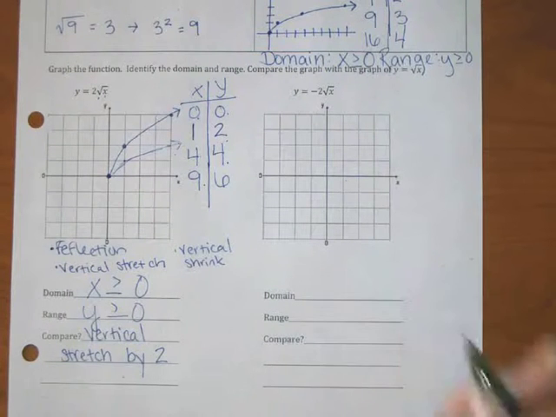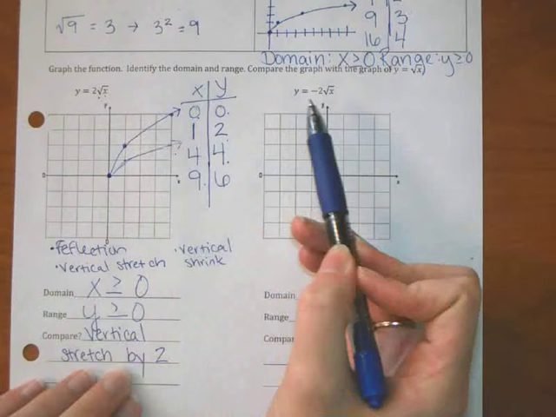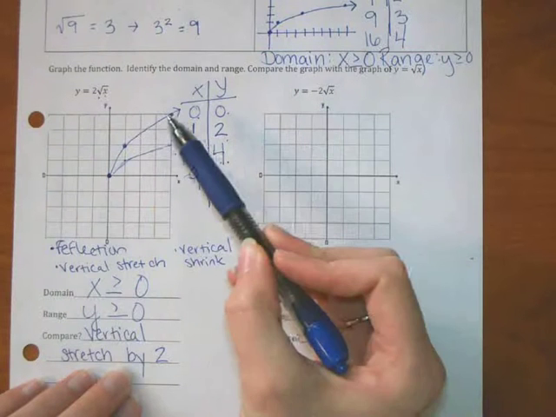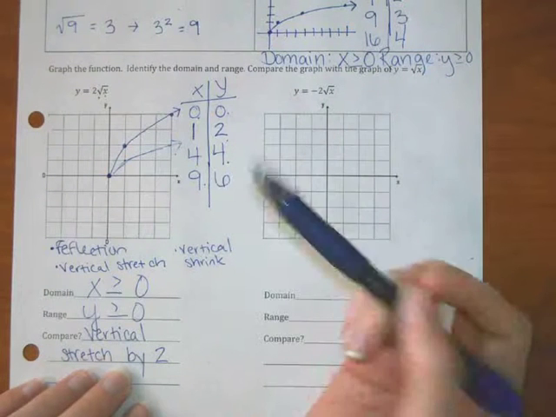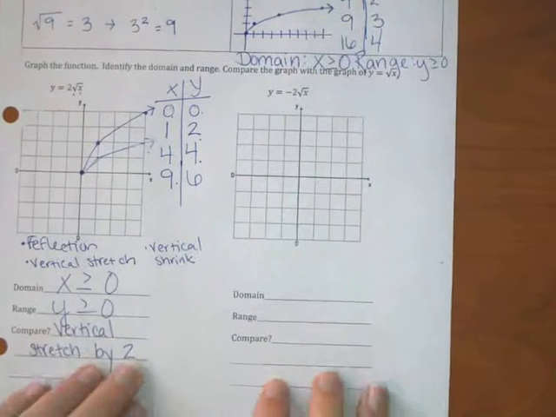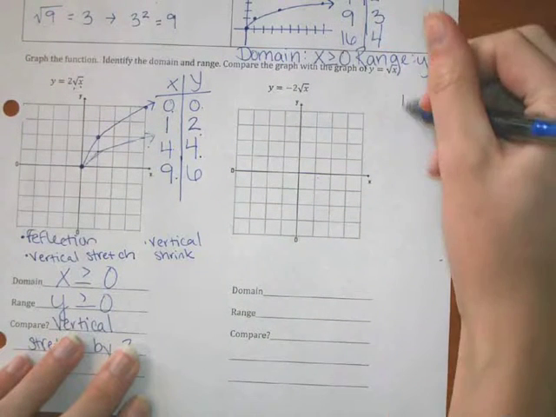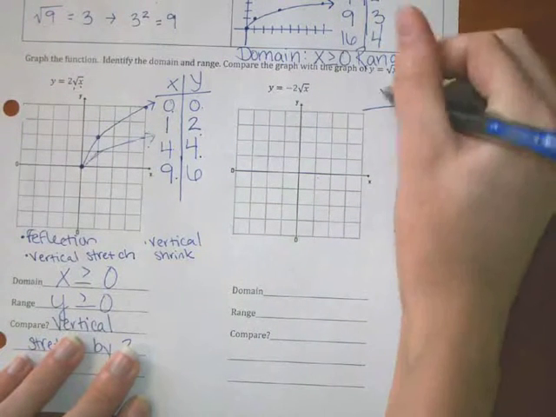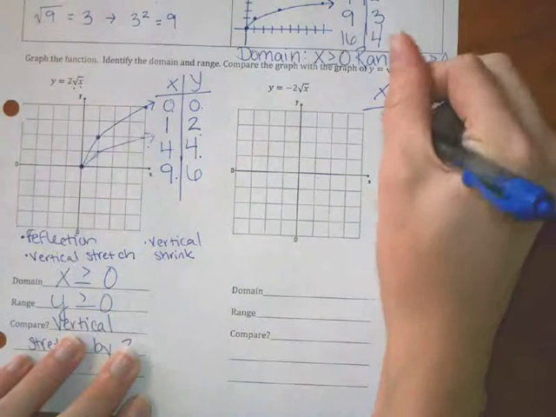All right, moving to the second function. What is the only difference between the left one and the right one? Negative. The negative. All right? So now, if we can make our table of values, we'll start with the exact same x's.